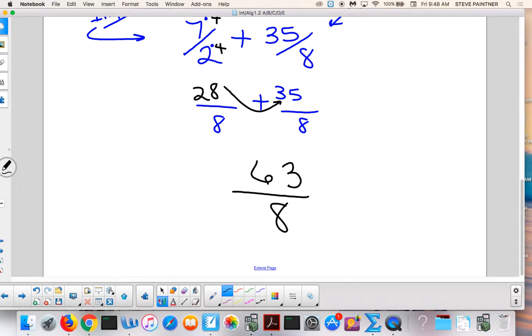Is 63 over 8 reduced? No. What goes in it? Both of them. No. 2 doesn't. 4 doesn't. 8 doesn't. Done. That's it. The answer's positive because you added 2 positives, right?